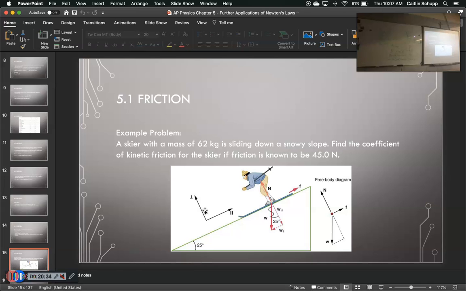I got 45 over 550? Should not be 80%. Yeah, no, I got that. You got 0.08? Yeah. Oh, because I put 55. All right, what's the unit? It's unitless. Trick question. There's no unit. Okay.